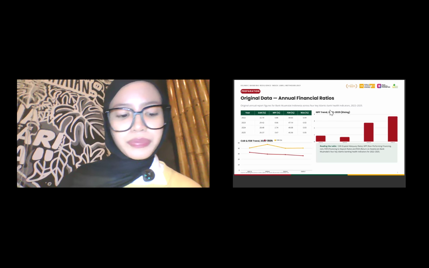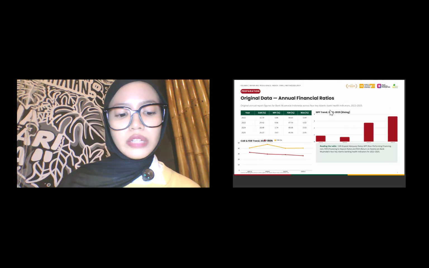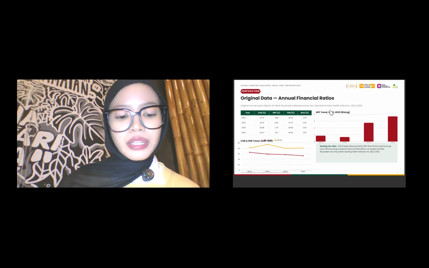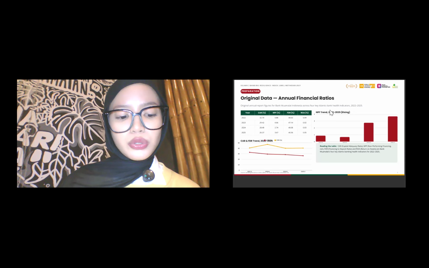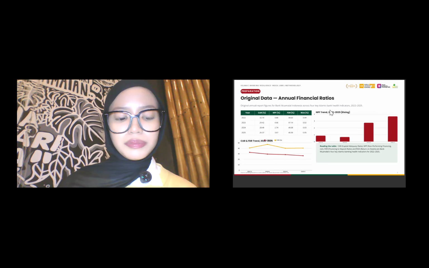So next, first we collect annual financial data from the Muamalat annual report. We need four important financial indicators. First, CR, which measures capital adequacy. Next, NPF, which measures financing quality. Next, FDR, which measures liquidity through financing activities. Next, ROA, which measures profitability. From the graph, we can see the CR gradually decreased, NPF increased significantly, while FDR and ROA remained relatively stable.